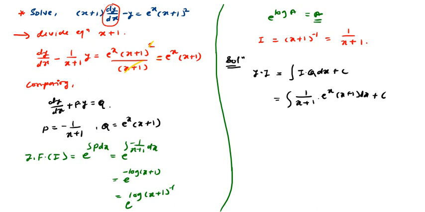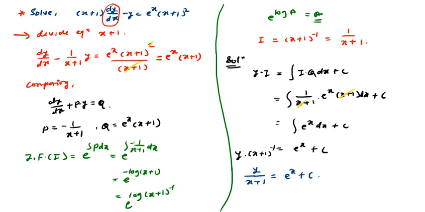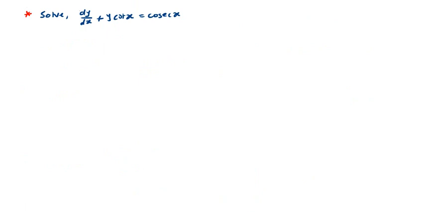So again this x plus 1 will get cancelled with this x plus 1. So what remains? This is equal to integration e to the power x dx plus c, and integration of e raised to x is e raised to x plus c. On the LHS this will be y into integrating factor, which is (x plus 1) to the power minus 1. So finally we can write its solution: y upon x plus 1 equal to e to the power x plus c. Okay, we will see the next example.